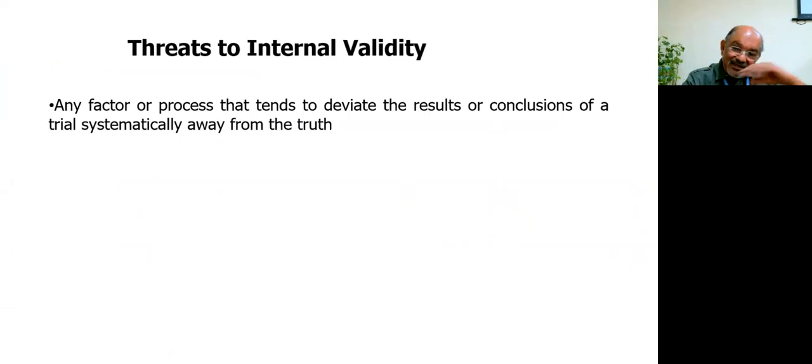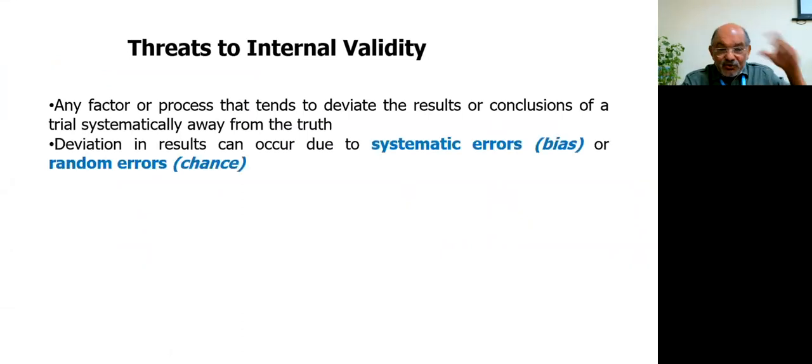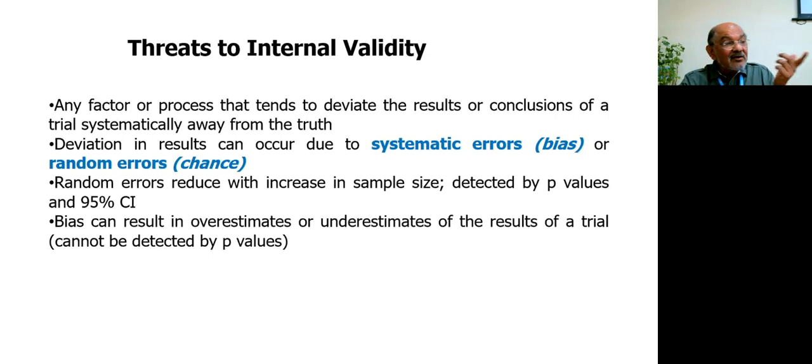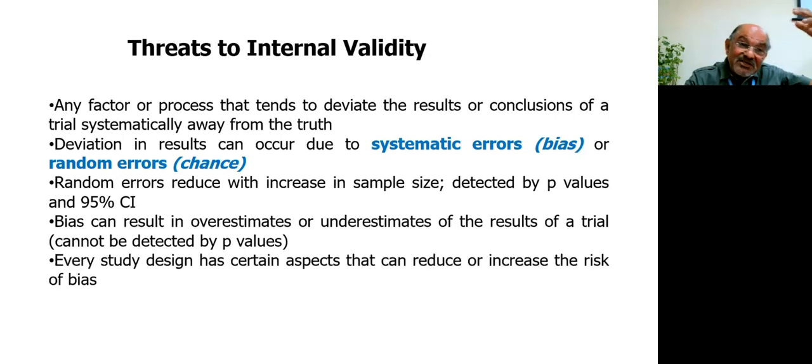Right? So threats to internal validity are anything that deviates the results from the truth. Usually it's due to systematic errors in the methods, called bias, or random errors due to chance. Bias includes confounders. Now we know how to understand chance, because you increase sample size, look at your p-value, look at your confidence interval, and you know whether it's due to chance. But you cannot detect bias by looking at p-values. You need to know the methods of the study, which should be in place to reduce the risk of bias.